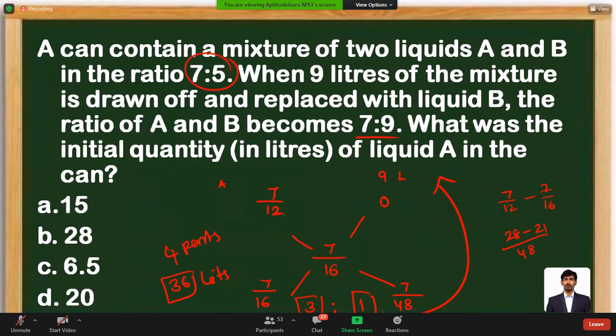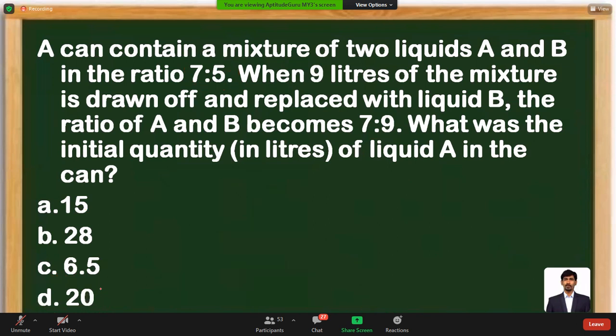In this, 7:5 is the ratio of A and B. A is going to be 7 parts out of 12 parts into 36. Your answer choice must be 21. I'm sorry, answer choice must be 21. That is the initial quantity. It's not 28, it should be 21. You can also see this, this question was repeated so many times. You can take option D as 21.